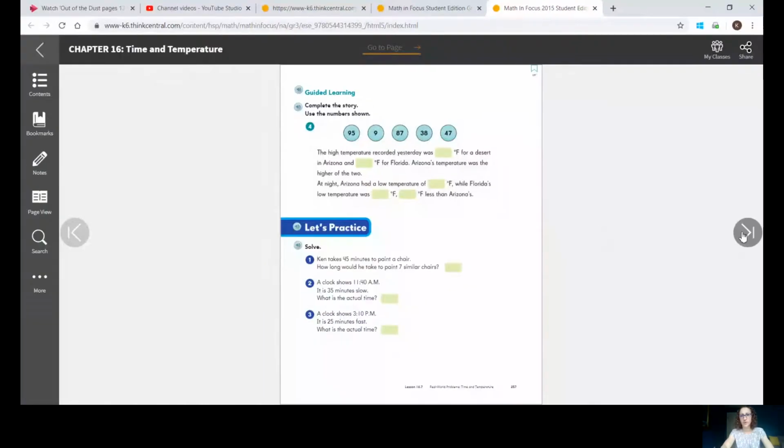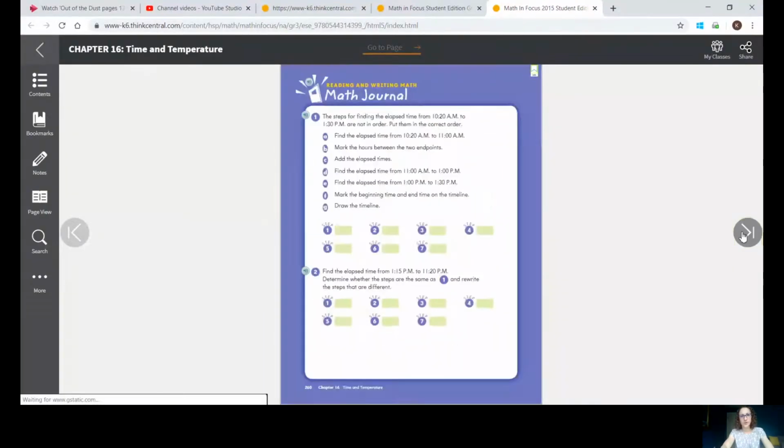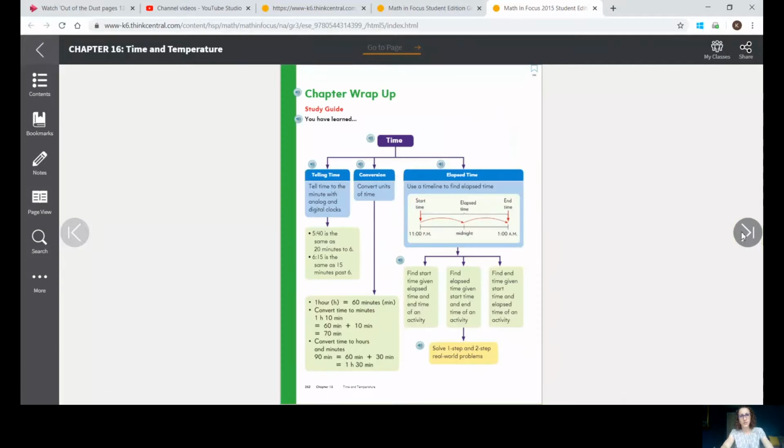We are already at the chapter wrap up for time and temperature. So pull out your math book, open it up to page 262. You'll also need your math notes, pencil, and an eraser. I will share my book with you, and we pick up right here, chapter wrap up.